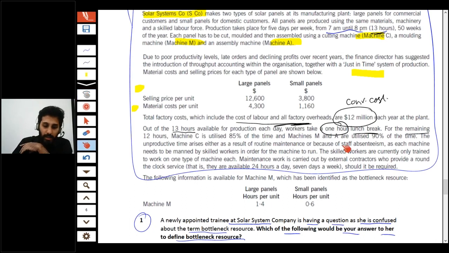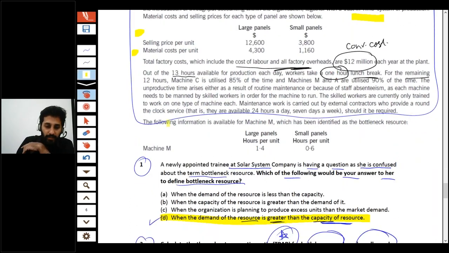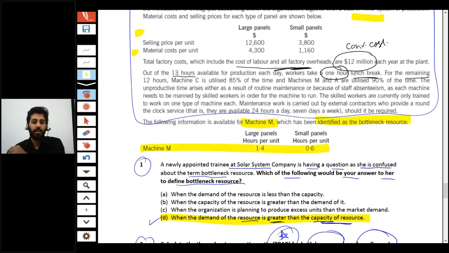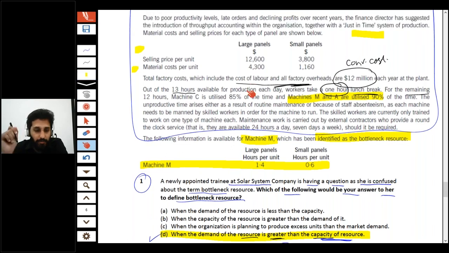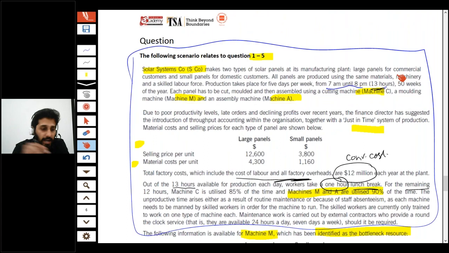One more important thing for you. The good news is that they have identified machine M as a bottleneck. They have correctly identified the bottleneck, which is machine M, 1.4 and 0.6. And remember one thing, for the remaining machines, machine C is utilized 85%, machines M and A are utilized 90%. All right. And one important thing is that in the first paragraph, it is written that they are operating for 50 weeks, 5 days in a week.